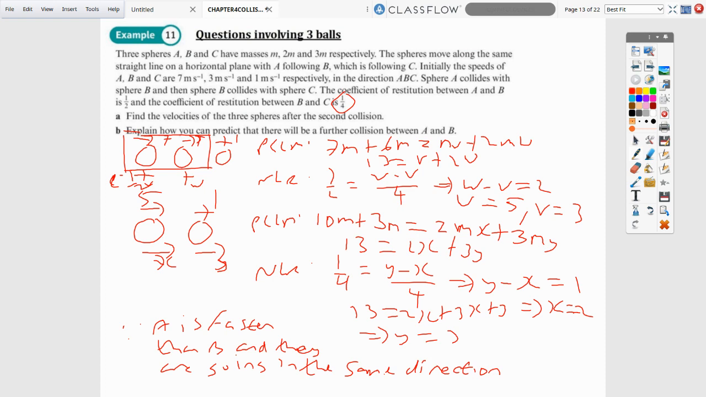Is that enough? That should be enough. Alright, so that is what we do when we've got three balls to deal with.